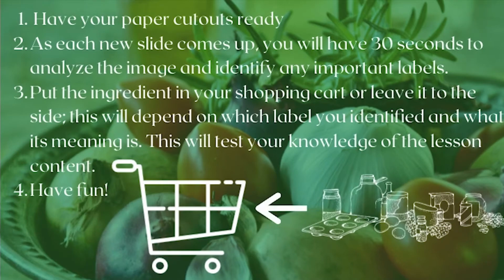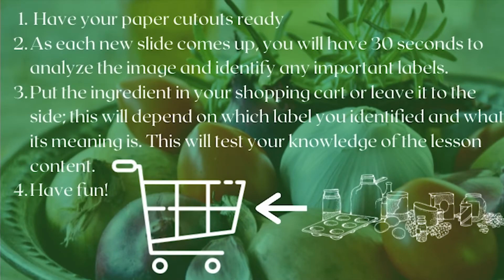So here are the steps for the activity. 1. You should have your paper cutouts ready. So that means your little strips of paper with the ingredients written on them, as well as your little shopping cart icon. 2. As each new slide comes up, you will have 30 seconds to look at the image and identify any important labels. However, the point of this activity is just to get you practicing, so if 30 seconds isn't long enough for you, feel free to pause the video to finish.